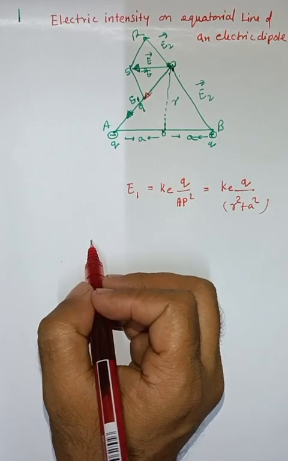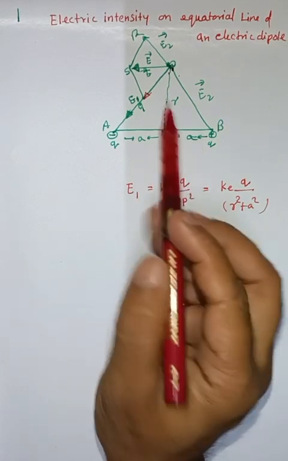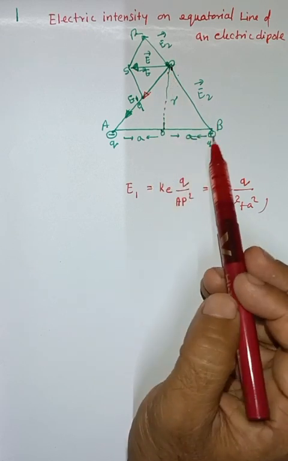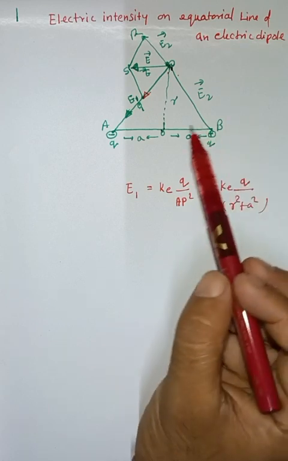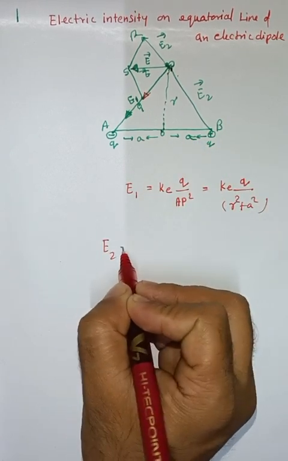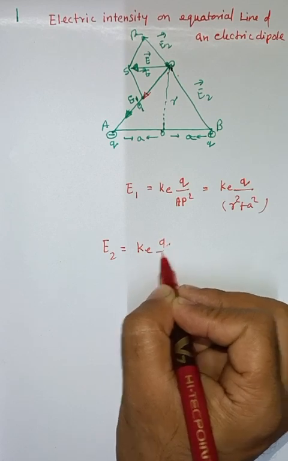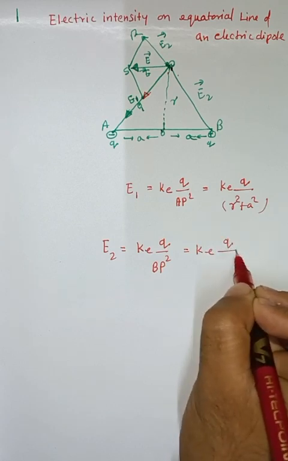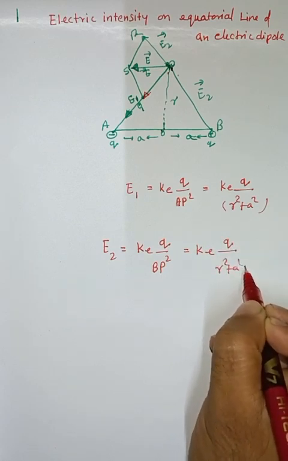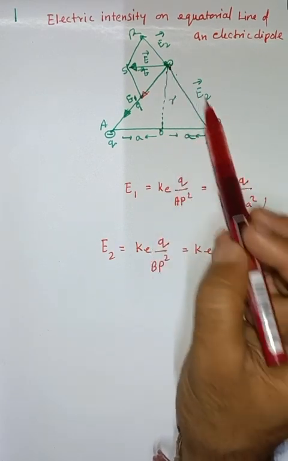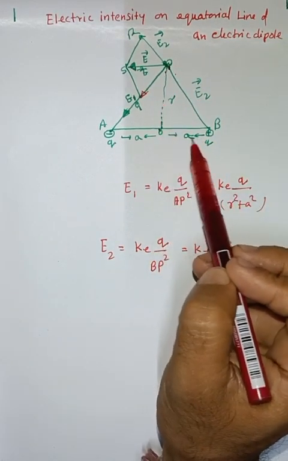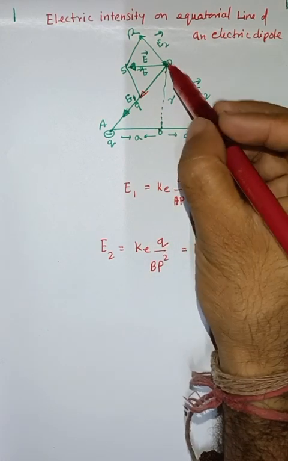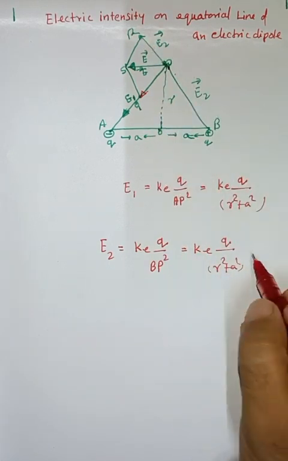Now the electric field intensity E2 at P due to plus q charge at B is given by E2 equal to KEQ upon BP square. BP square is also r square plus a square. See the figure, BP is the hypotenuse, so r square plus this a square, right? And its direction and magnitude is given by vector PR.